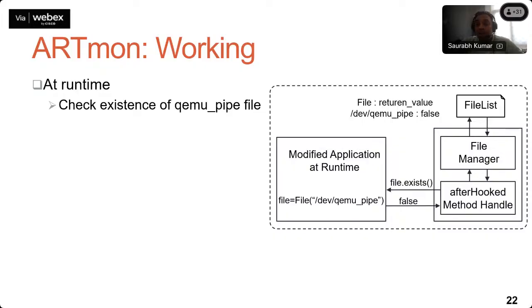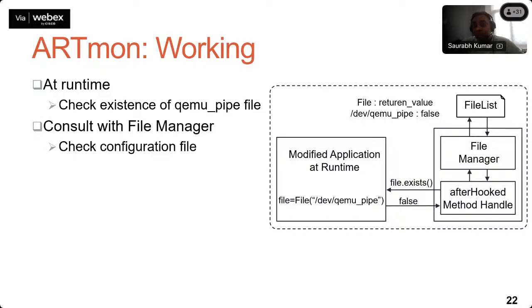So for that, ART generally consults this file manager, which subsequently consults this file list. And the file list has the properties: what values this file manager should return if this information is being queried. For example, we are using this file property and trying to open this Qemu pipe file. So it will check whether it exists or not.